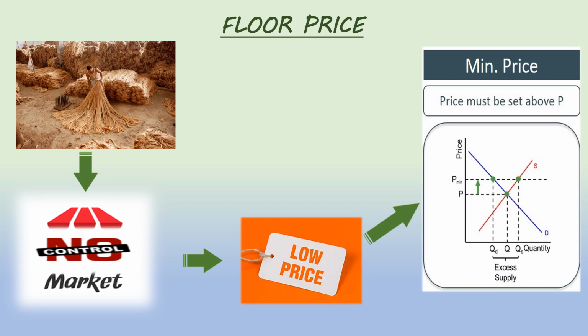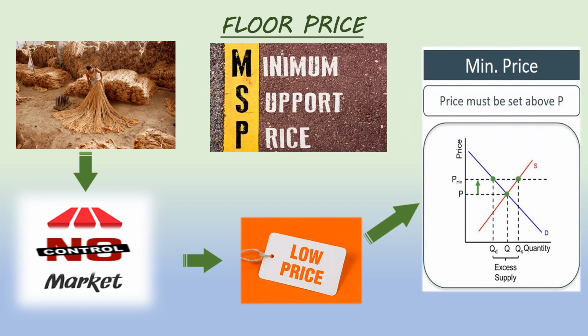At this price, the demand is OQD, while the supply is OQS. Hence, there will be excess supply QDQS. Now, the floor price P min can be effective if the government purchases the excess supply QDQS. The government can also export this quantity or can store this quantity in warehouses as buffer stocks. The best example of floor pricing is the minimum support price, in short MSP, that the government sets.